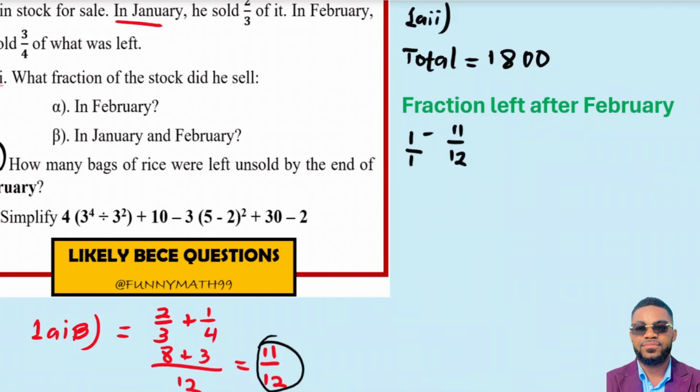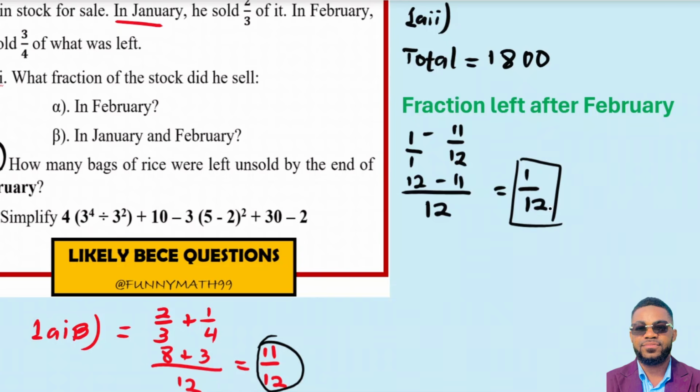Now we should know that this is also over 1, so that we know that they are all fractions. So now the denominator is going to be 12, the LCM. So 1 goes into 12, 12 times 1 is going to be 12, minus 12 goes into 12, 1 times 11 is going to be 11. So we have 1 on 12. So this is the fraction left after February. But we don't want the fraction left after February. Read the question well. How many bags of rice were left unsold by the end of February? So we want the actual number of bags, not the fraction.